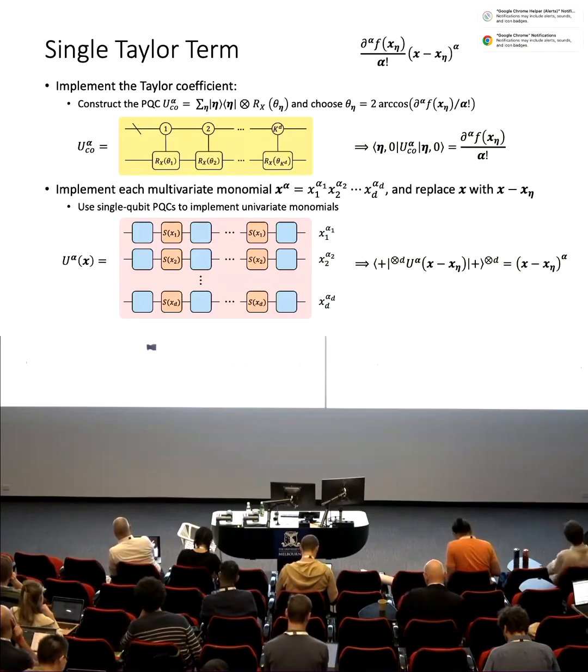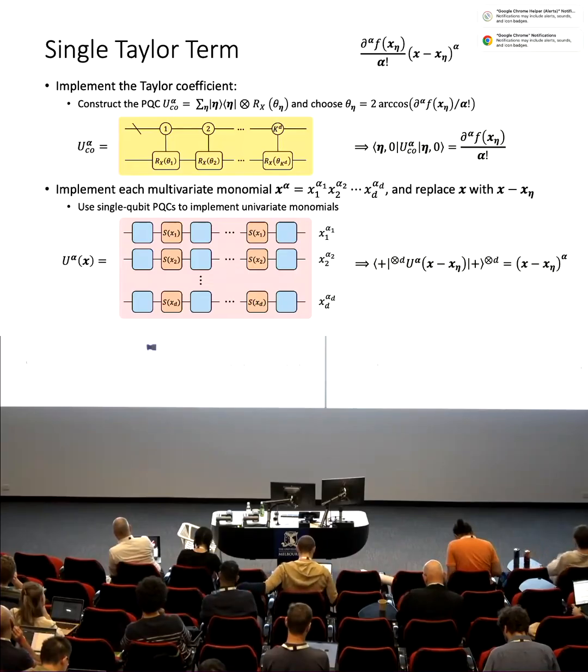And the first register is just to choose the certain local regions, and the controlled one corresponds to the Taylor coefficient. And then the next step is to implement each multivariate monomial and replace x with x minus that fixed point.